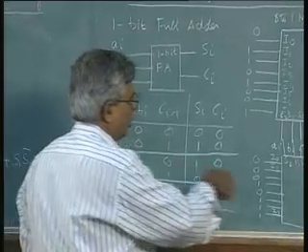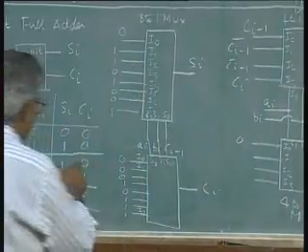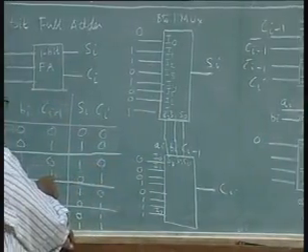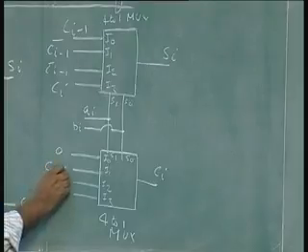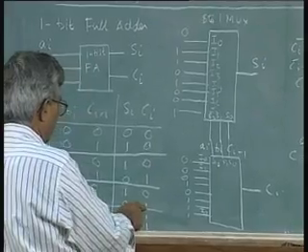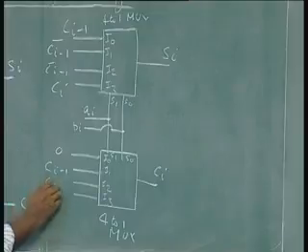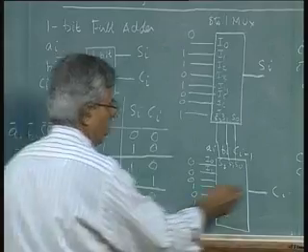For this case, both are 0, Ci is 0. This is 1 if Ci minus 1 is 1. This is 1 if Ci minus 1 is 1. This is 1 when both are 1.